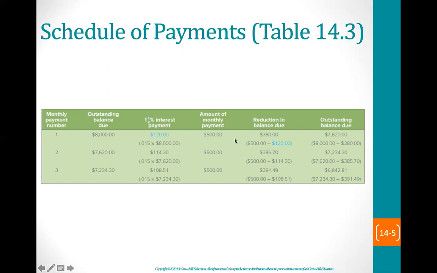So after 3 payments, she's paid $1,500 in payments, but her balance has been reduced by not even $1,200. She started at $8,000. She's at $6,842.81.